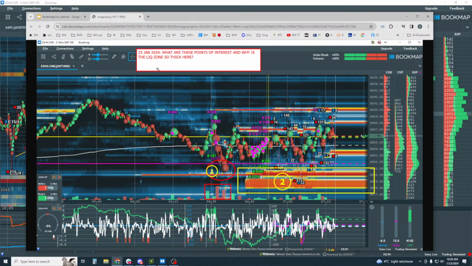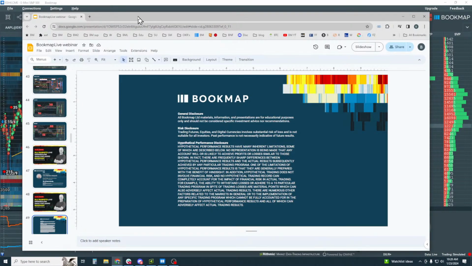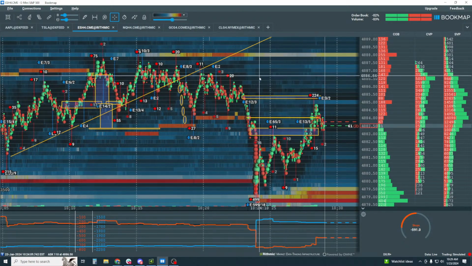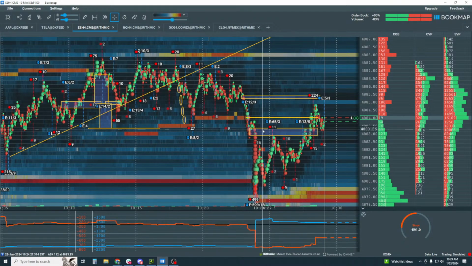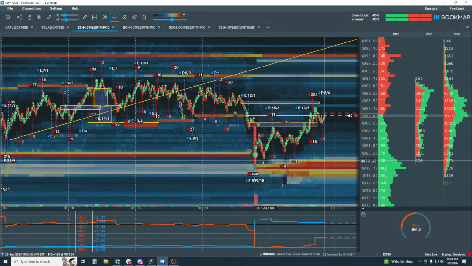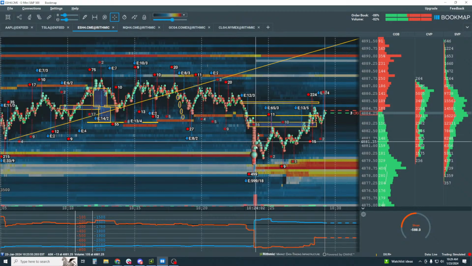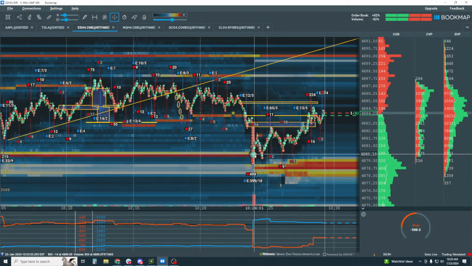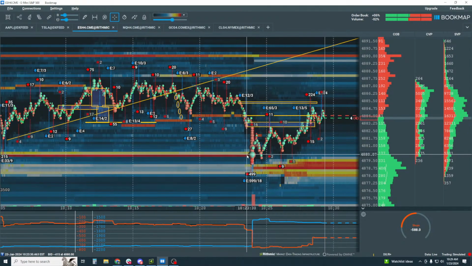What are these points of interest, and why is the liquidity zone so thick here? Well, we covered all of this earlier. Larger player coming in this area. Well, we haven't taken a look at our higher time frame yet, but let's do that. In fact, you guys can see again, build confidence in these moves. We know that this is a big move in here. Take some off after a big move. If the market quickly gives it to you, take it.